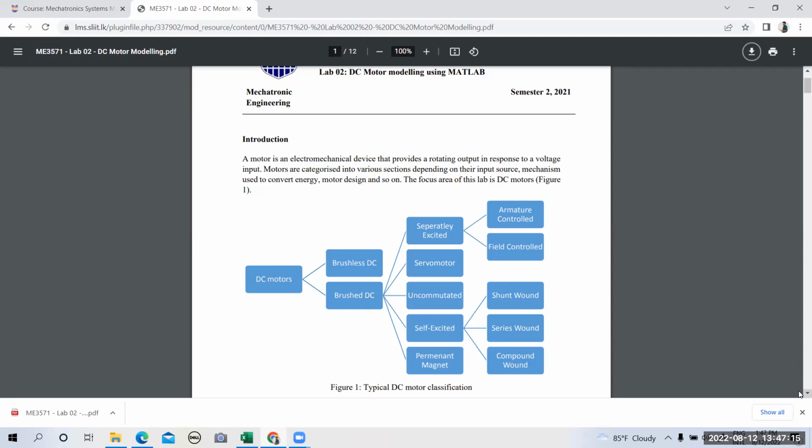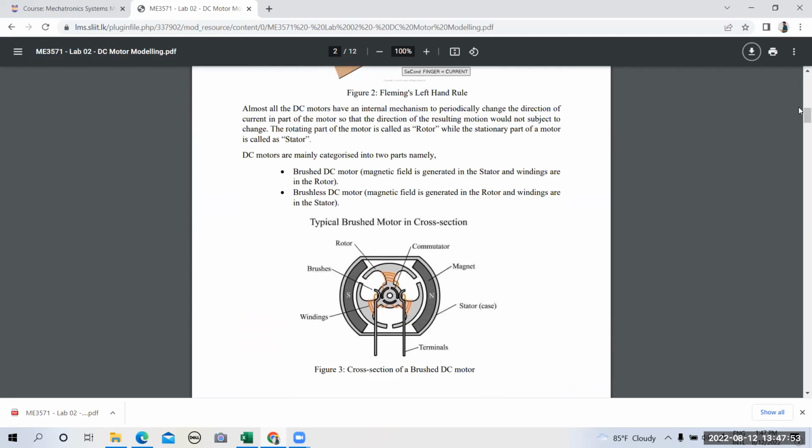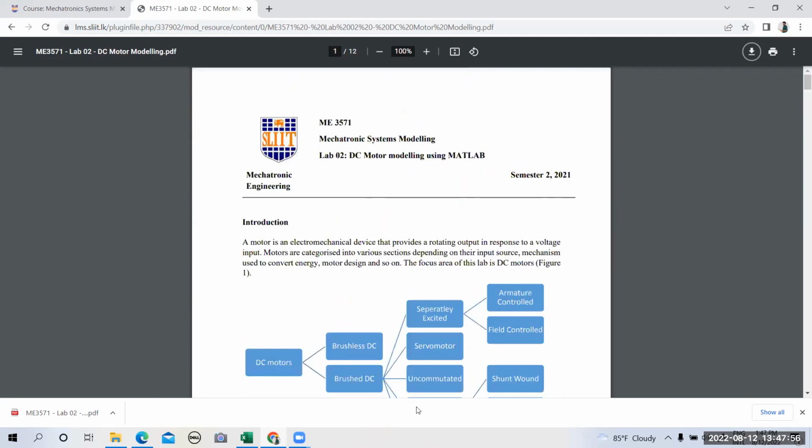But under this module, more of our attention will be given to the modeling aspect. A DC motor is a very good example of a mechatronic system. It has a mechanical component as well as an electrical component. We'll go through how we model this, and you'll understand how these components come together. I'm not going to go directly with the lab sheet. I will explain, and you can later refer to the lab sheet. I'm not entirely going to rely on it, but everything in the lab sheet will be covered.